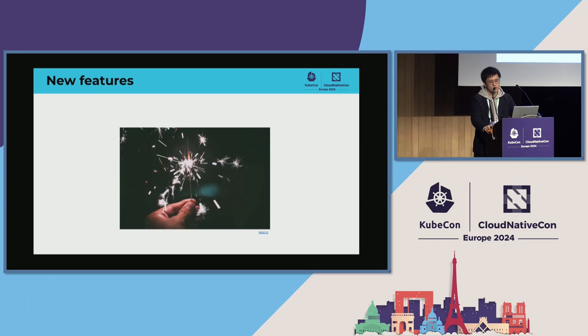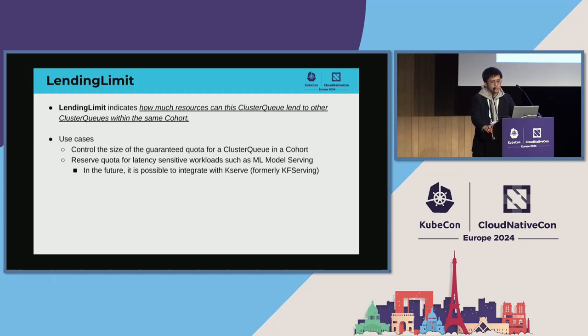Next topic is new features. Recently, we made significant progress to improve resource utilization and increase scalability. The first feature is the lending limit. As Michał mentioned in the previous slide, we can configure quota through the nominal quota and borrowing limit in the cluster queue. But with only those quota configurations, a cluster queue cannot prevent lending resources to other cluster queues. So we introduced the lending limit as another knob to configure quota.